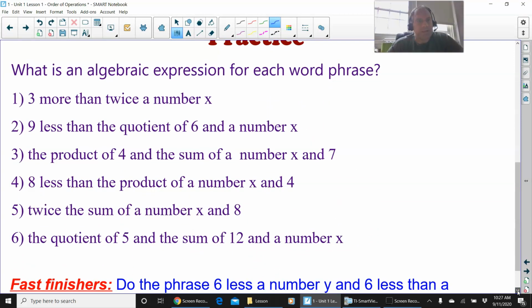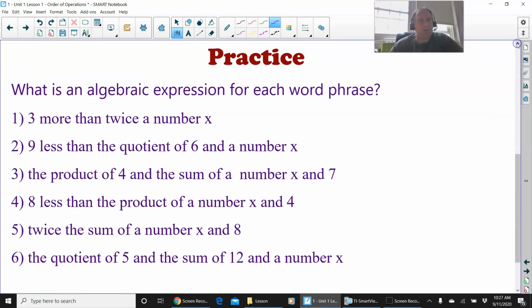So you have to basically translate each word phrase into an algebraic expression. I'll do the first one with you, and then you guys could take the next one or two, press pause and try it, and then come back and press play to check your answers.